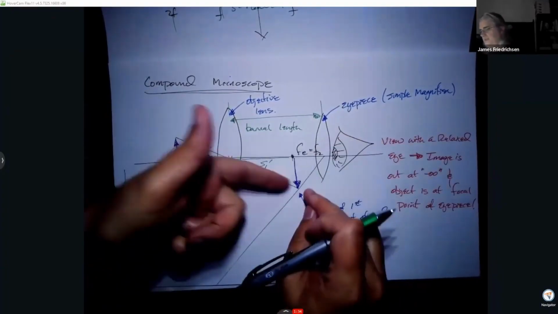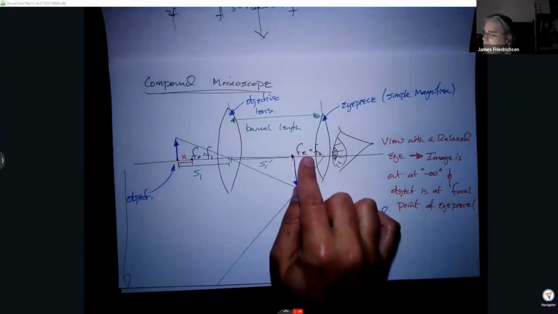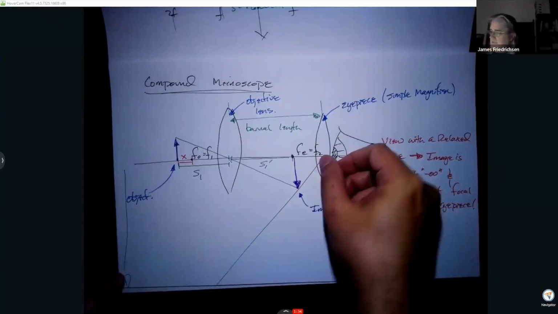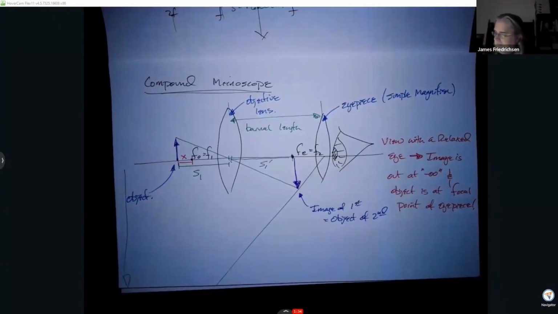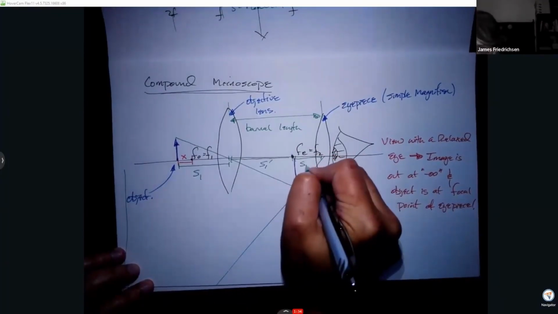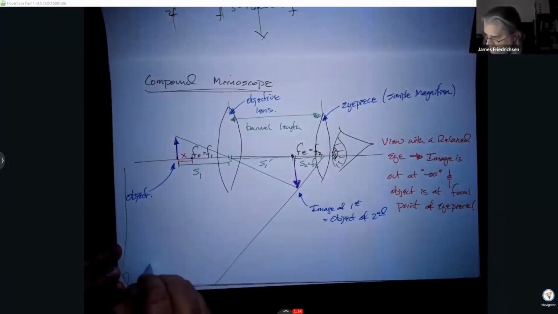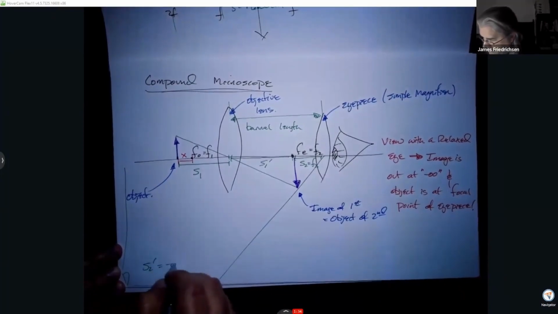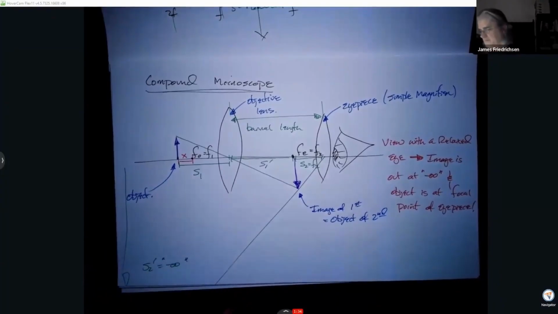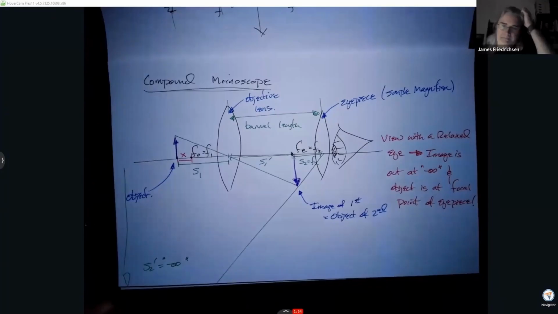And again, since the light goes through and the image is behind, that's a real image out of the first lens, the objective lens. It has to be at the focal point of the second lens, the eyepiece, so that you form the final image out at infinity. So then this becomes our S2, which is that focal 2. And then this is S2 prime, out at negative infinity, because we're doing the relaxed eye. Okay.